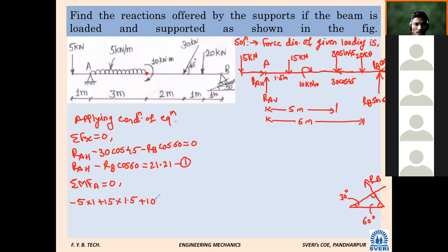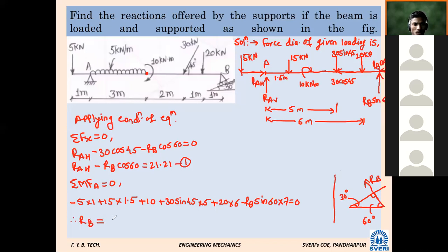Next, 10 kilonewton meter: plus 10. Then plus 30 sin 45 into 5. Next, force 20 kilonewton: plus 20 into 6. Very lengthy equation. Next, minus RB sin 60 into 7 equal to 0. Calculate RB from this equation.